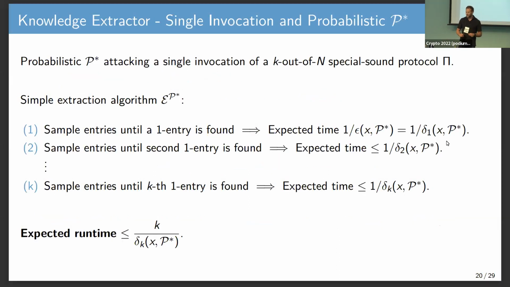So then we run exactly the same extractor. We only modify the analysis, and we see that, for example, in the kth step, sampling entries until the kth entry is found takes expected time at most 1 over delta_K of this P star. And altogether, we see that the expected runtime is at most K divided by delta_K. So again, the same knowledge extractor, but a more refined analysis thereof.